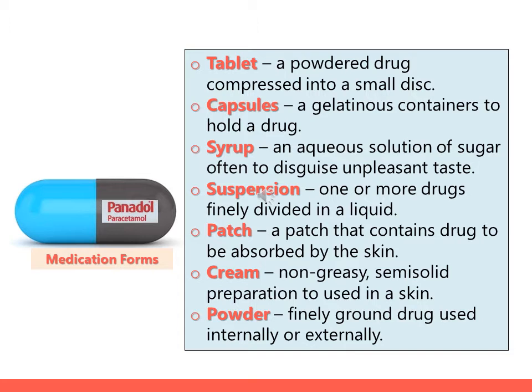Medication could also come in the form of a patch. A patch contains a drug to be absorbed in the skin. It is applied or placed over the skin. Since our skin has a lot of blood vessels, the medication in the patch will be absorbed through your skin and it will take effect in the patient. Cream is also common, a non-greasy semi-solid preparation to use on the skin. And finally, powder. It is a finely ground drug used internally or externally.